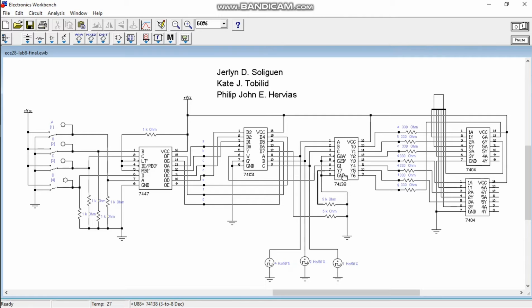Then the 7 outputs from the 74138 were connected to a 7404. Since we are driving a common cathode, it is utilized to switch the logic states of either the active high or active low. Then the outputs from the 7404 are connected to current limiting resistors. So let's now simulate and describe.